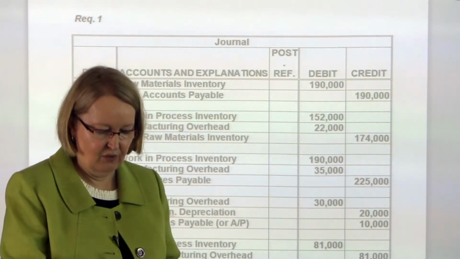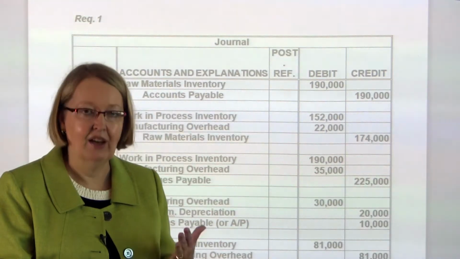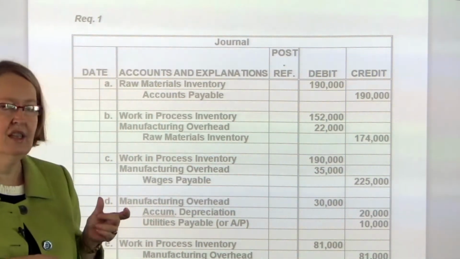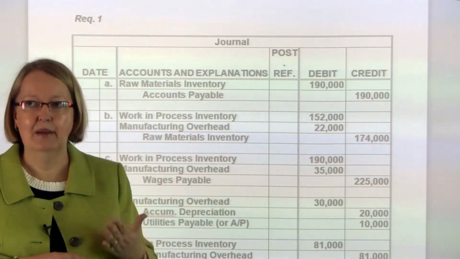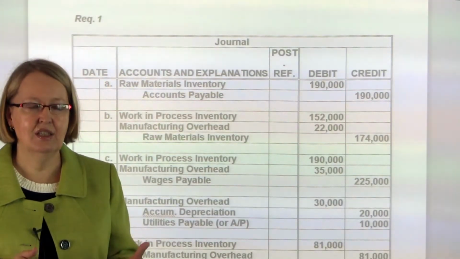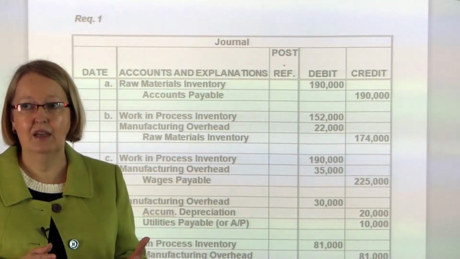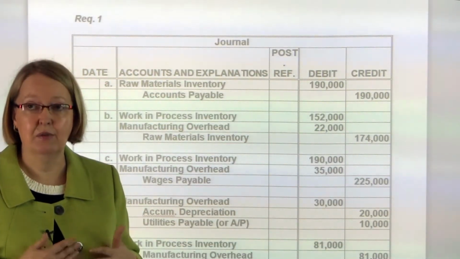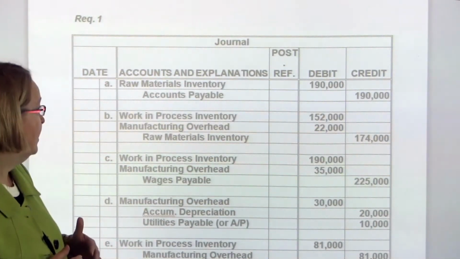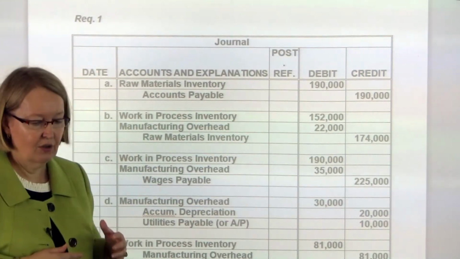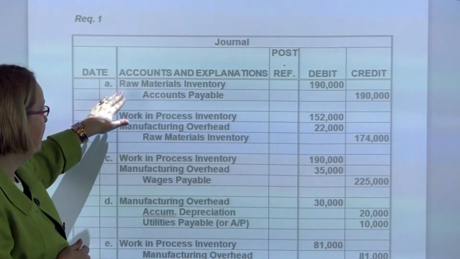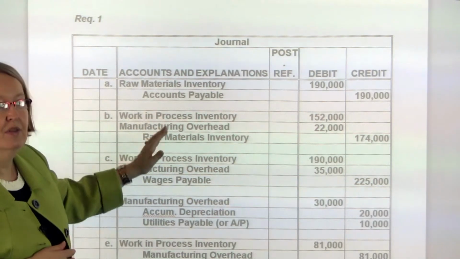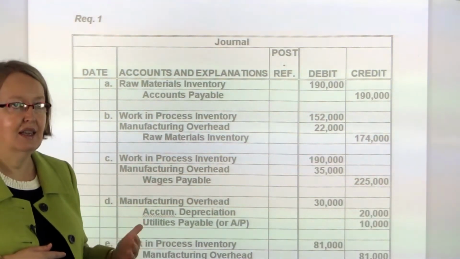The first one is to record the purchase of materials on account. So when you see the words on account, that means they're not paying cash. Most businesses would not pay cash. They would be purchasing things on account. They would have credit arrangements with the companies that they're purchasing from. So you're purchasing your materials, so you're going to debit your raw materials, you're going to credit accounts payable. So when it's bought on account, it's an accounts payable.